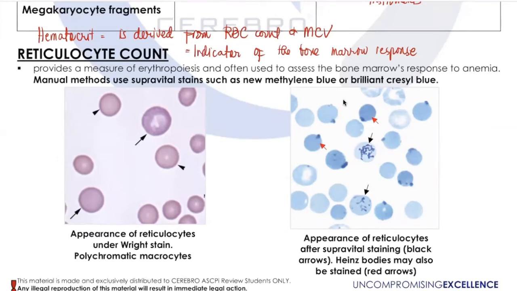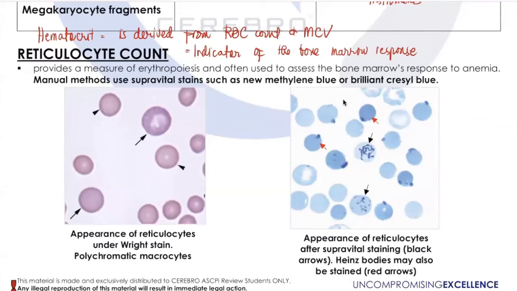Okay? So here, this is a picture of your reticulocyte count under the Wright stain smear. So take note that your retics can actually be seen under the Wright stain smear. They will appear as polychromatic macrocytes. However, we all know that the standard in order for us to reliably count our reticulocytes is supravital staining. So either we could employ the use of new methylene blue or brilliant cresyl blue.